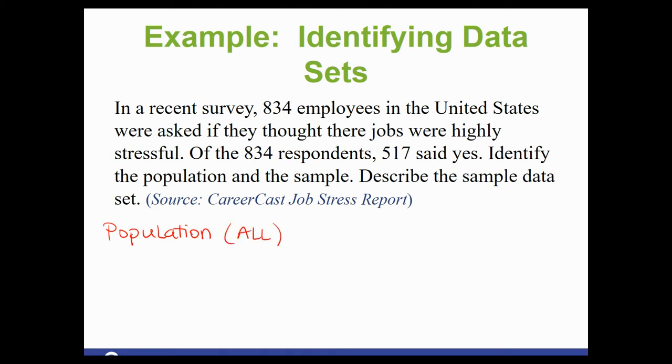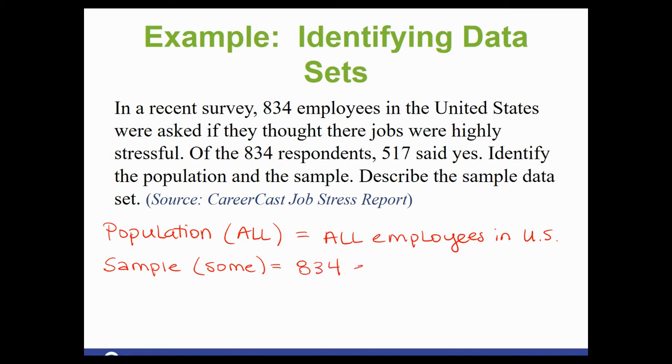So when we're looking at this situation, we're looking at all employees in the US. So there doesn't have to be a specific number for it. We just want, what is the big picture? If we could get everybody, who would that be? And it would be every employee in the United States, which is very hard to get. So that's why we are often using a sample when we're doing our data sets. And again, that's just some of all of the employees in the United States. And in this case, it's 834 of them. Those were the ones that we actually went out and surveyed.